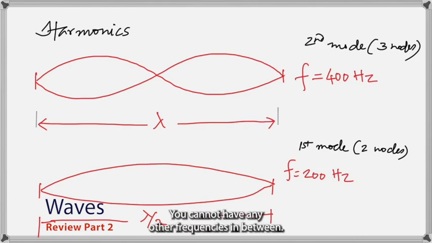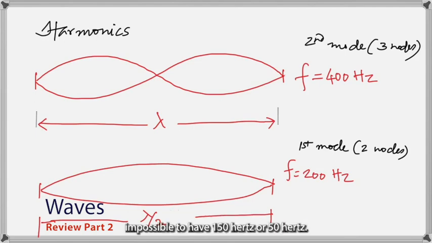You cannot have any other frequencies in between. So in this particular case, it's impossible to have 150 hertz or 50 hertz. You cannot have a harmonic like that.